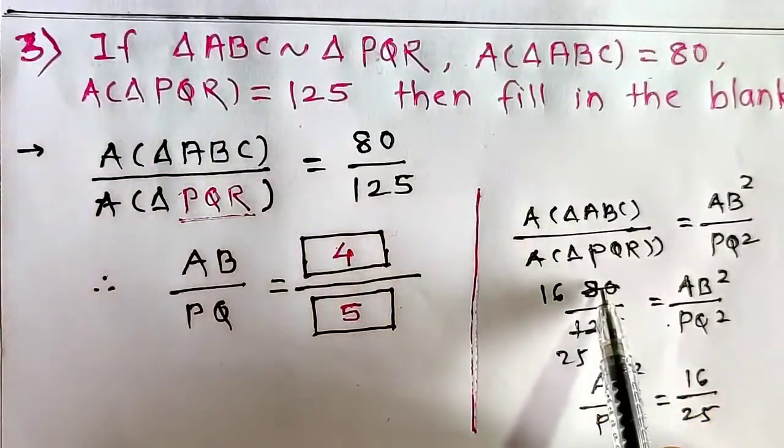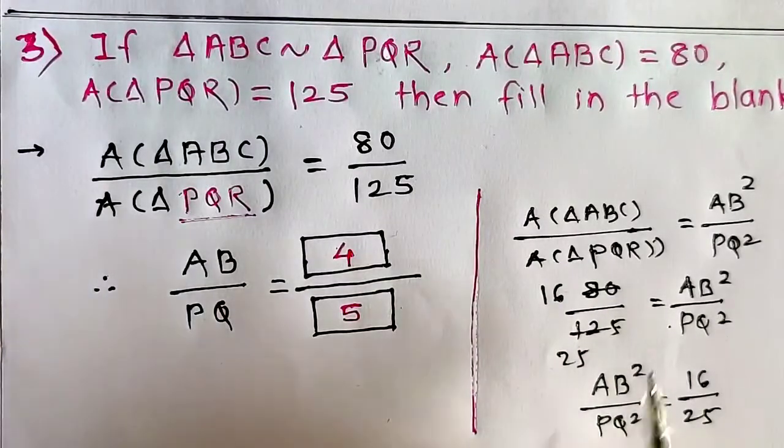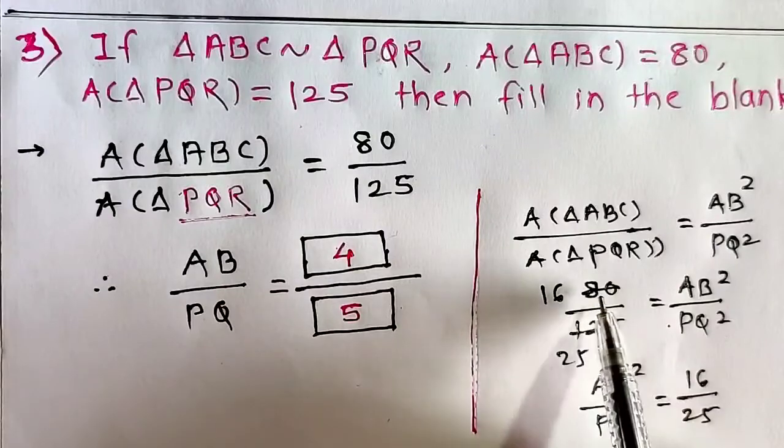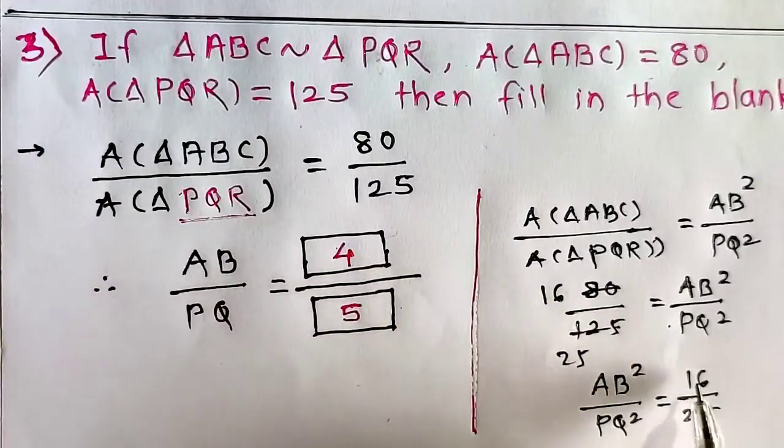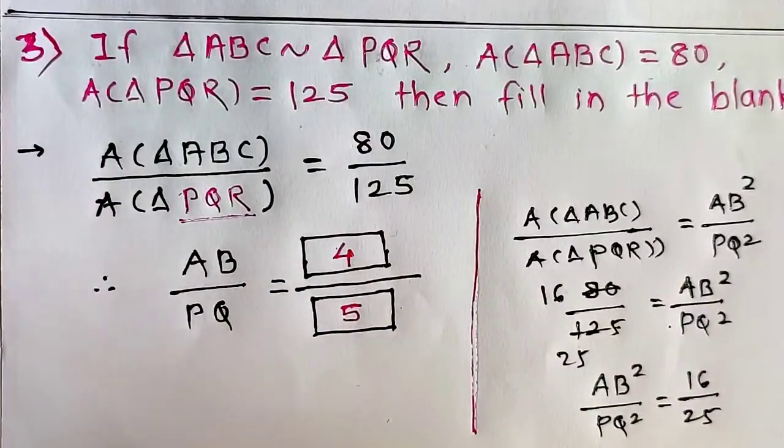Substitute the values. ABC 80, PQR 125 is equal to AB square by PQ square. Divide by 5. 5 16s are 80, 5 25s are 125. So we get AB square by PQ square is 16 by 25. By taking roots we get the value of AB upon PQ is equal to 4 by 5. So in this way, that 1.4 is the easiest practice set from that first chapter, similarity. Here we only have to use that theorem of areas of similar triangles. Now let us see next.